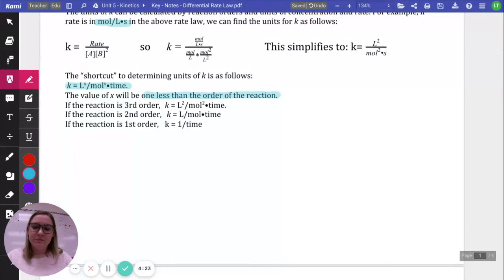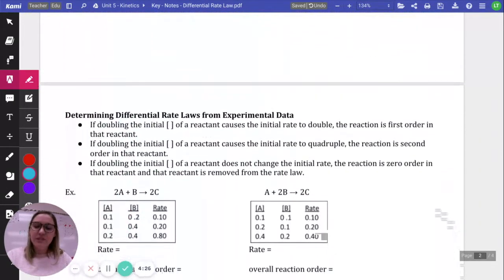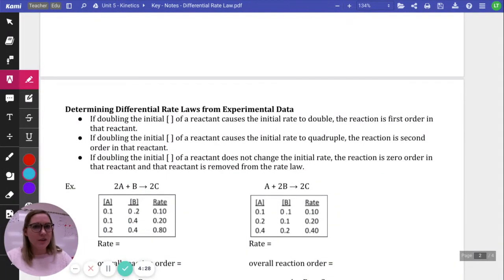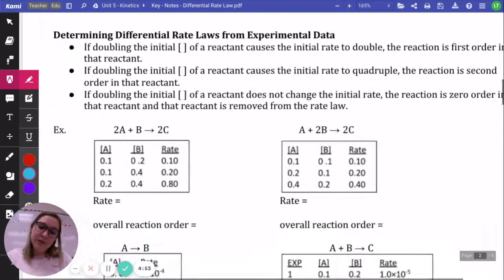All right, let's talk about determining the differential rate law from experimental data. I'm going to show you two methods. The first is just analyzing our data, and the second is still analyzing our data, but with a mathematical approach. One of them is really great if your data is very straightforward and easy to read, and the other is more useful if our data isn't as straightforward as it seems.